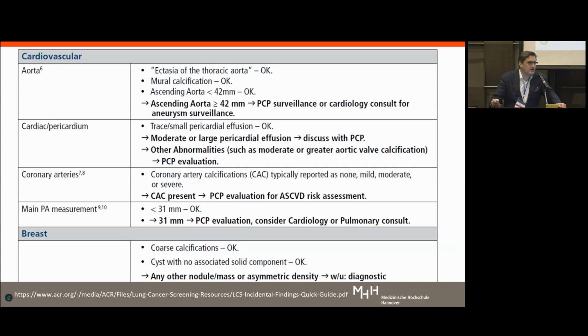The main pulmonary artery, an interest of mine, pulmonary hypertension is a big topic. It's highly underdiagnosed, but I think this threshold is too low in that setting. So I would read the Fleischner guidelines. If there's a low pretest probability, they suggest a threshold of 34 millimeters, for example.